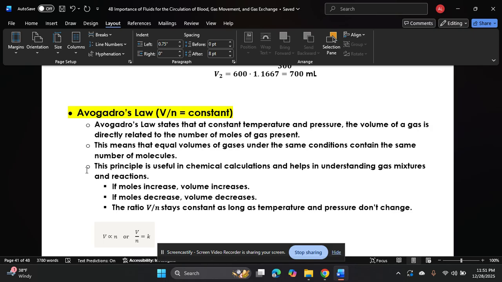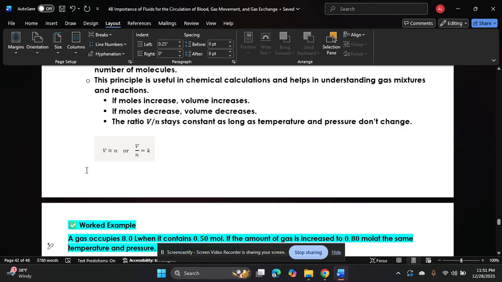If moles increase, the volume increases. If moles decrease, the volume decreases. The ratio of V by n stays constant as long as temp and pressure don't change, right? So if moles increase, the volume is going to increase. If moles decrease, the volume is going to decrease, all right? Or V by n equals K, right? And K stays constant, right?